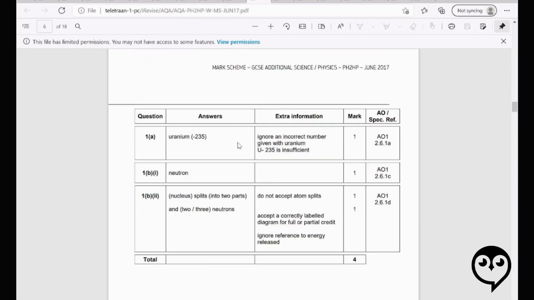Okay, mark scheme real quick. Yes, you can say U-235 if you like. I think uranium is good enough. Neutron, we said. Yes, the nucleus splits. Do not accept atom splits. Do not say that, as we said. And you can have 2 or 3 neutrons ejected as well. That's fine. I suppose you could draw a diagram for some credit.